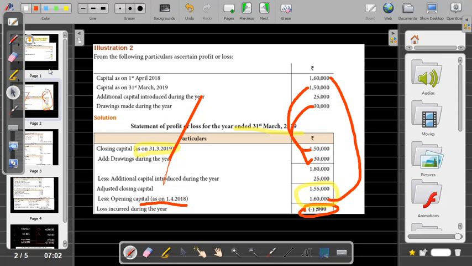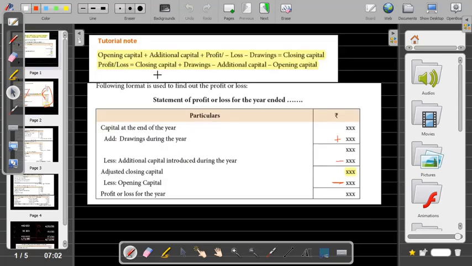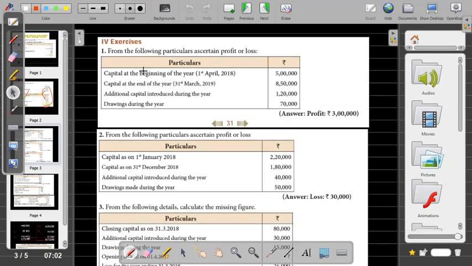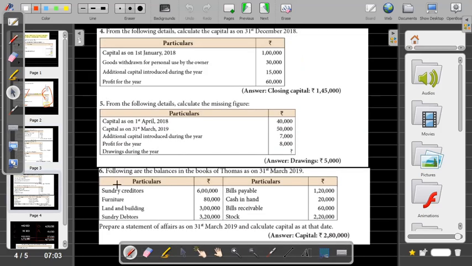So based on the tutorial note, you can either do the sum in this particular way or you can follow this format and do. This is all the same. So you are going to do the sums from exercise sum number 1, 2, 3. Okay, you have to do all the sums, sum number 1, sum number 2, sum number 3, and then followed by 4 and 5. Sorry, 4 and 5 is enough if you do, not 6.